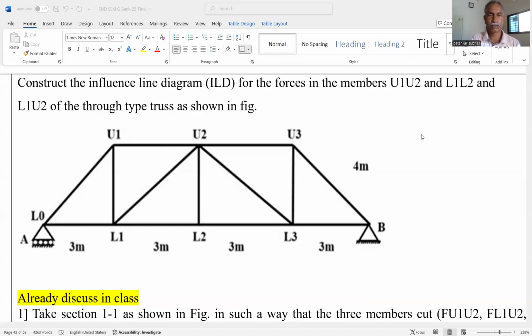So, good morning once again. Today we have discussed how to draw the ILD for the members of the truss. Basically, in ILD, we have considered two types of truss. One is the through type of truss.